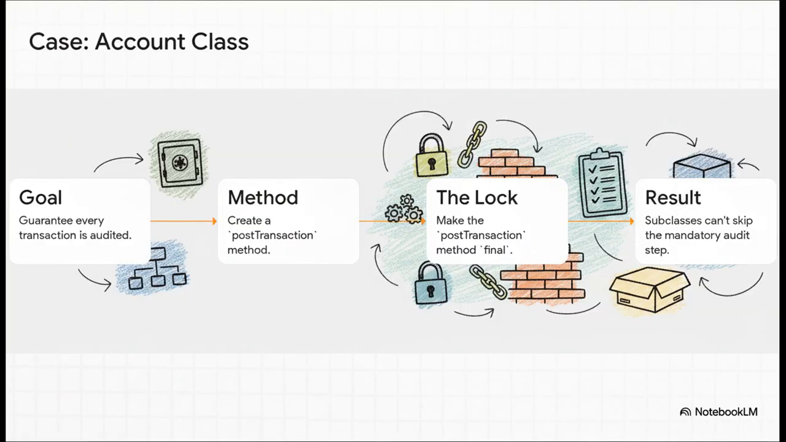Okay, let's make this real with a quick case study. Imagine you're building a banking application. You have an account class, and here's the number one rule. Every single transaction must be audited, no exceptions. So what do you do? You create a method called, say, post-transaction, and you lock it down. You make it final. That way, other classes like checking account or savings account can have their own unique logic for applying the transaction, but they can't touch the core process. They can never, ever skip that crucial audit step.